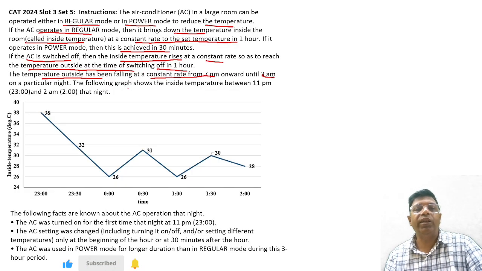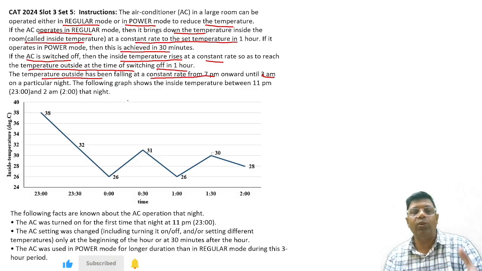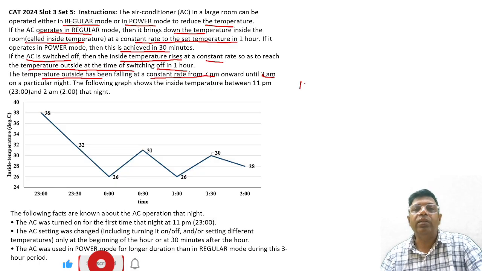The following graph shows the inside temperature between 11 p.m. and 2 a.m. that night. So I think it talks about the temperature inside the room. So let's put this in a table. At 11 p.m., I'm not writing 23, I'm writing 11 p.m., the inside temperature is 38 degree. I'll write inside. I'll write outside.